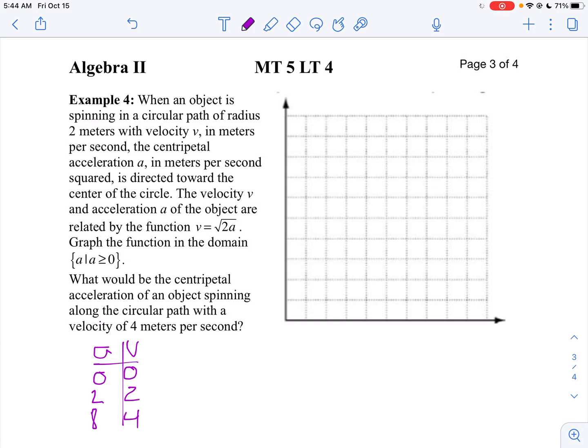So I'm going to start at 0, 0, over 2 and up 2, and over 8. There's 2, 3, 4, 5, 6, 7, 8, and up 4. 1, 2, 3, 4.